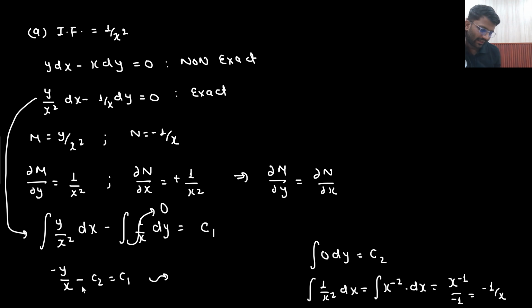So eventually what is the answer you are getting? Some constant equals to constant. So y by x equals to some constant you are getting. That means y equals to kx. Someone would say, sir, where did this negative sign go? The negative sign has been thrown into the constant.